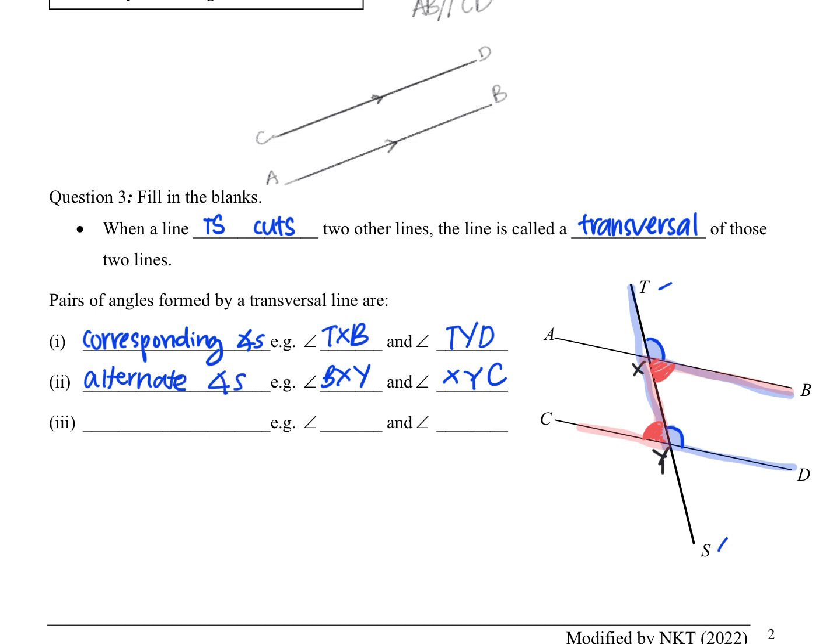Last but not least, we also have a pair of interior angles that are formed. Interior angles look a little bit like a letter C or a letter U, rotated in different ways. In this case, you can look at the angles over here, angle AXY and angle XYC. They are called interior angles.